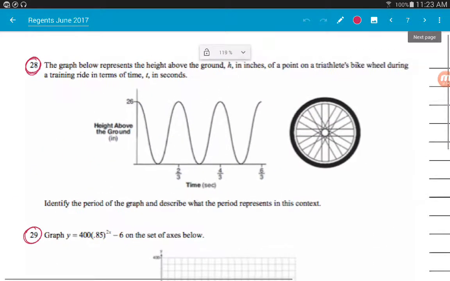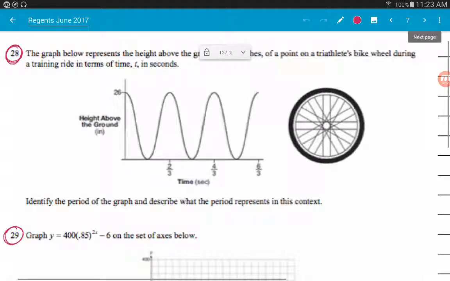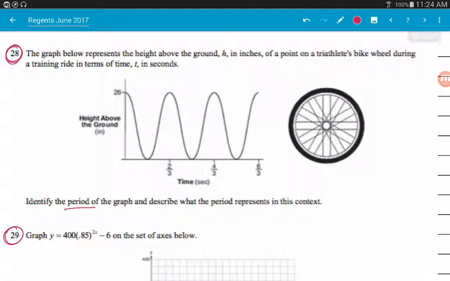28. The graph below represents the height above the ground, h in inches, of a point on a triathlete's bike wheel during a training ride in terms of time t in seconds. Identify the period of the graph and describe what the period represents in this context. The period is the length that it takes to complete one full cycle. The period is 2/3. Right?